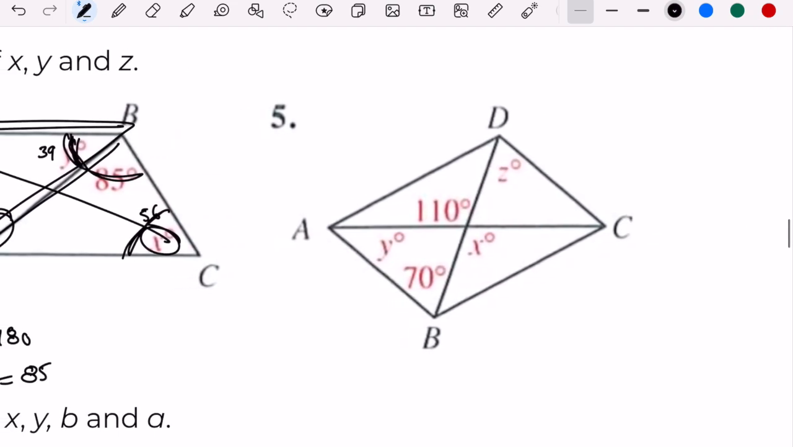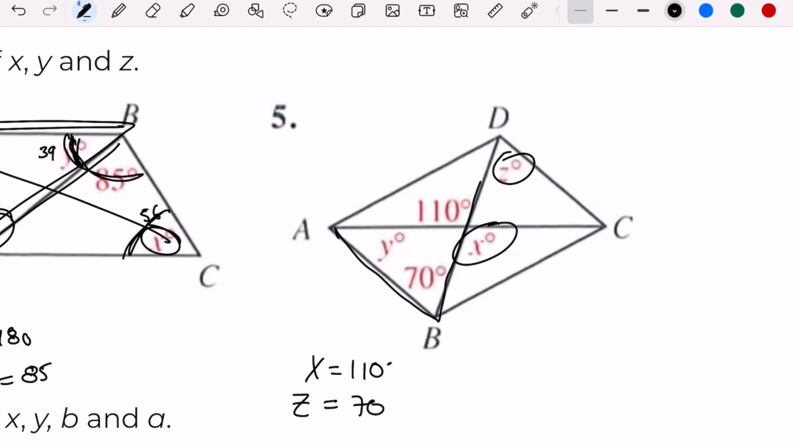Beautiful. In this one, without doing any math, very immediately, X equals 110. Why? Because they are vertically opposite angles. Then C equals 70. Why? Because these lines are parallel. Then Y, well, Y is 40. What? How? Because I know that in this triangle, the exterior angle measures 110, so this angle and this angle add up to 110, so 110 minus 70 is 40 by the exterior angle theorem.